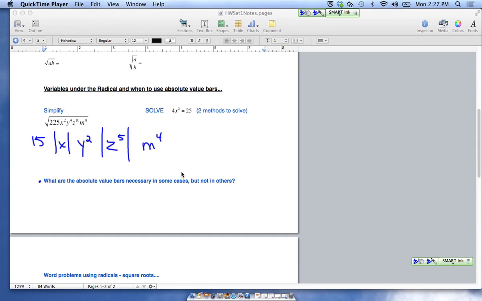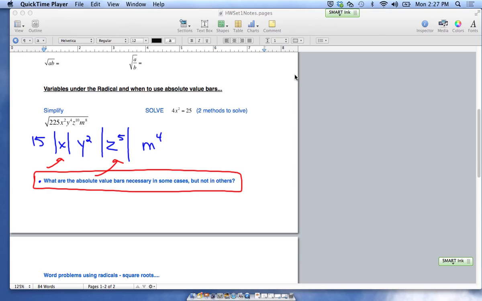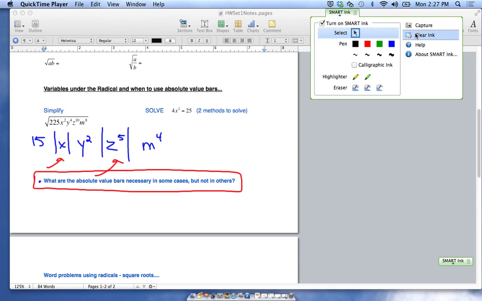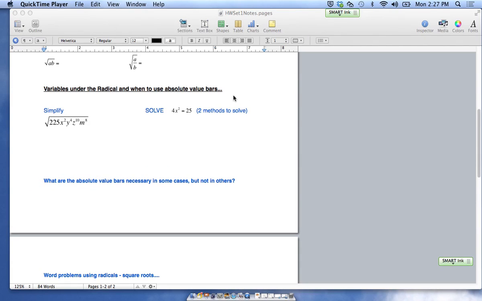So in class, I want you to be prepared to discuss why absolute value bars are necessary on some of the terms and absolute value bars not necessary on the other terms. So just observe this, write the answer down, and come up with a good answer for class discussion. Okay, moving back to an old topic, we're now going to solve something we could have solved with factoring.